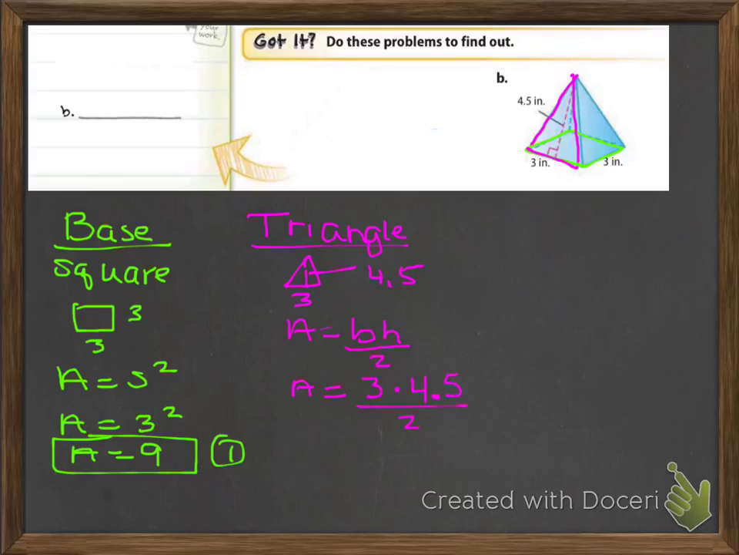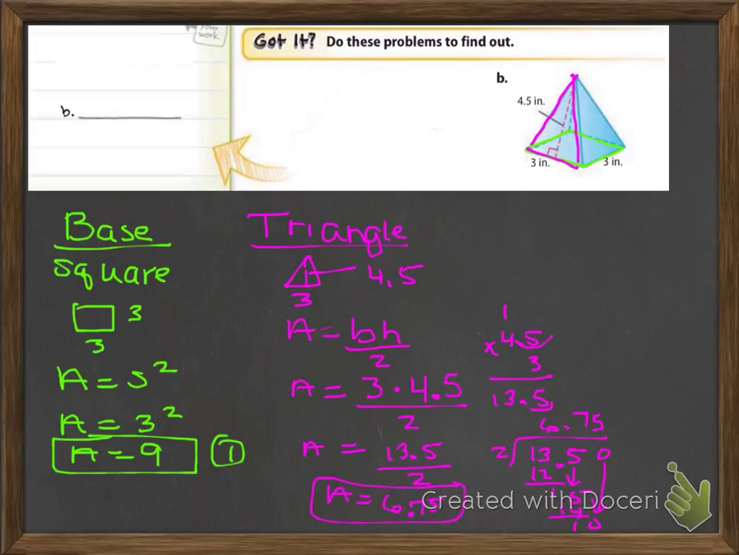So now you want to go ahead and plug in 3 times 4.5 divided by 2. Whenever none of the numbers on top are even, I just go ahead and multiply the top out, and then I divide it by 2. So you can see that I've done that here, and I get an area that is going to be equal to 6.75. So I'm going to put a box around that, and I'm also going to label that with faces 2, 3, 4, and 5. From there, I'm going to go ahead and add my surface areas.